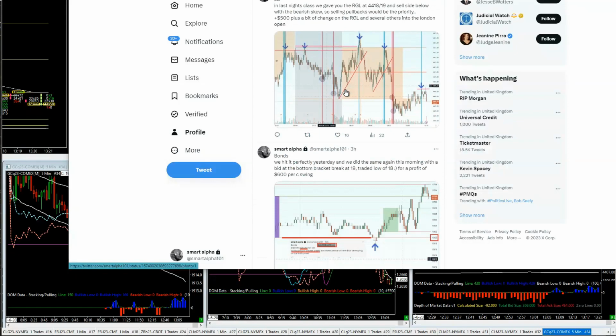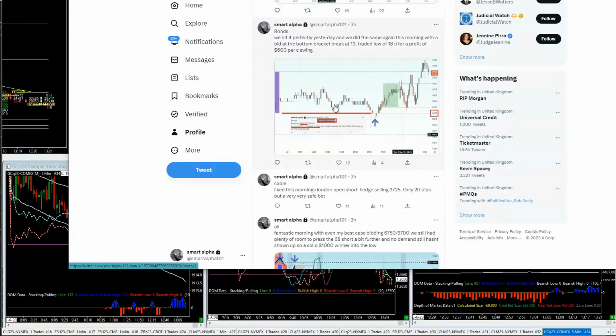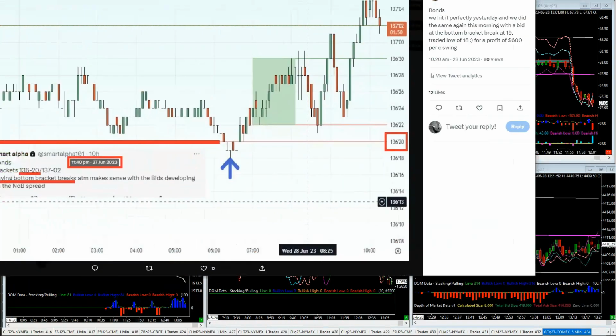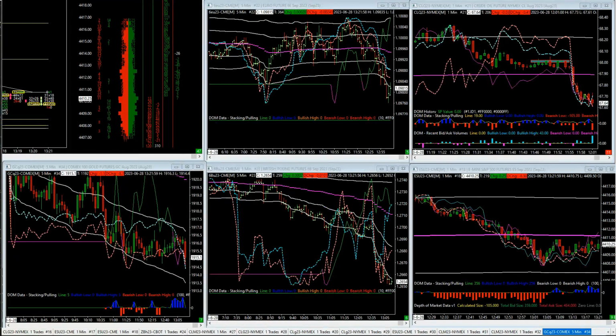You can see from a bond perspective, that's what we tweeted last night as well. We were talking about buying bottom bracket breaks. It makes sense with the bids developing on a knob spread. We got a bottom bracket break at 7 o'clock this morning, and since then it's basically been buy side only for me on bonds. So that's been my bond storyline today.